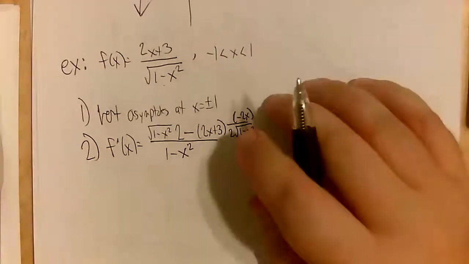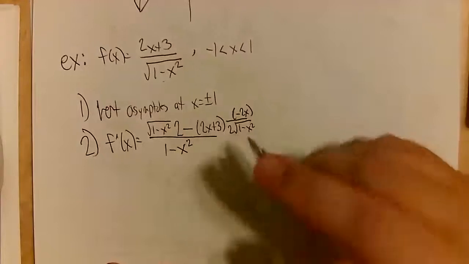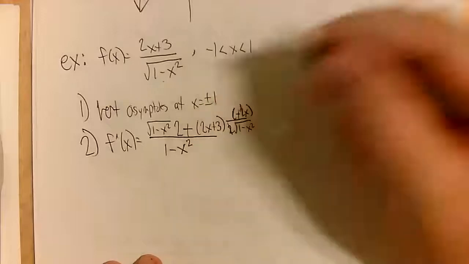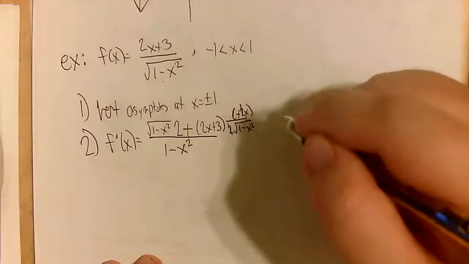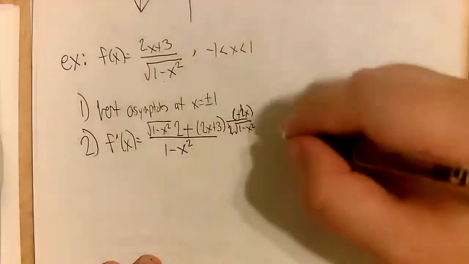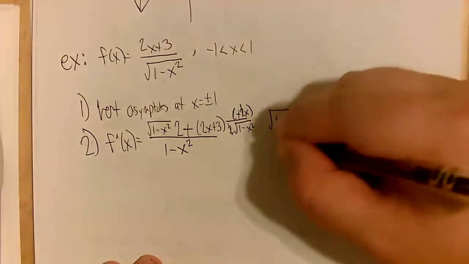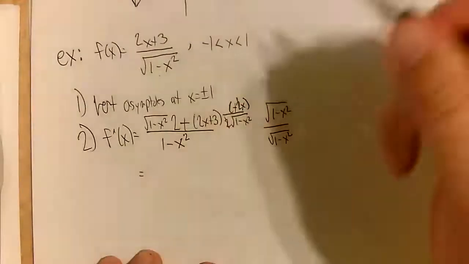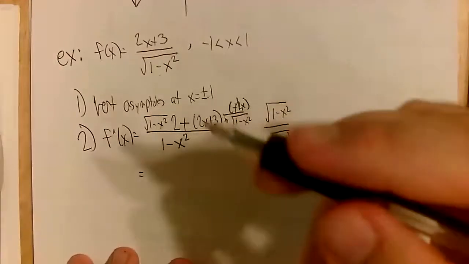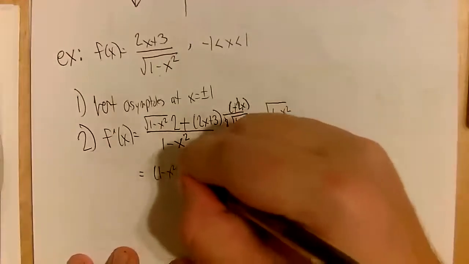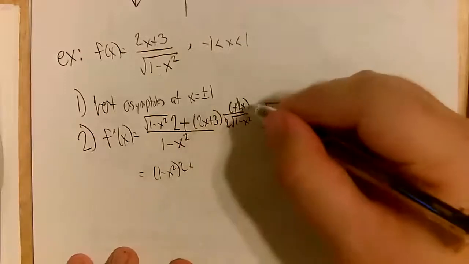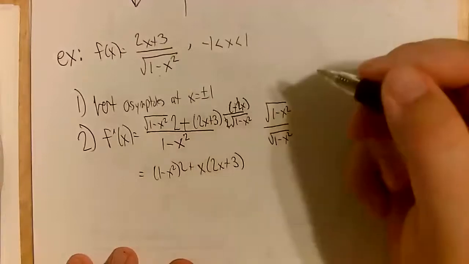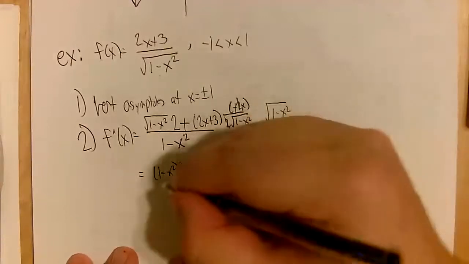All right, now there's that, but we definitely want to clean this up a bit. So we're going to cross out the 2's here. This will become positive. And another thing I'm going to do, since I have a compound fraction here, I'm going to multiply the entire numerator and denominator by root 1 minus x squared. So when I do this, I have root 1 minus x squared times root 1 minus x squared will be 1 minus x squared times 2. And then here, I'm going to have x times 2x plus 3. And then these will cancel here.